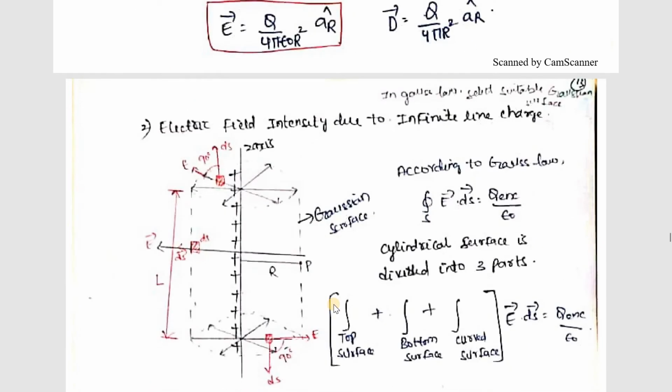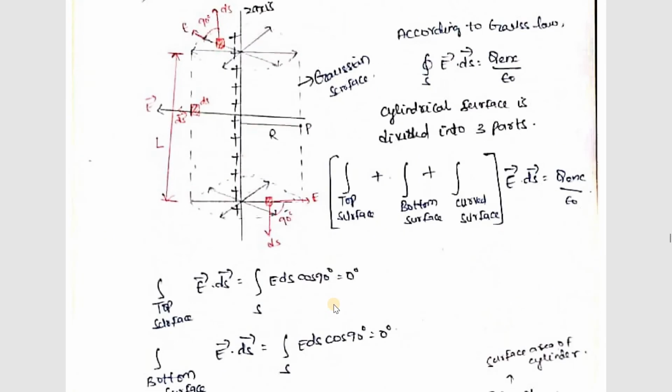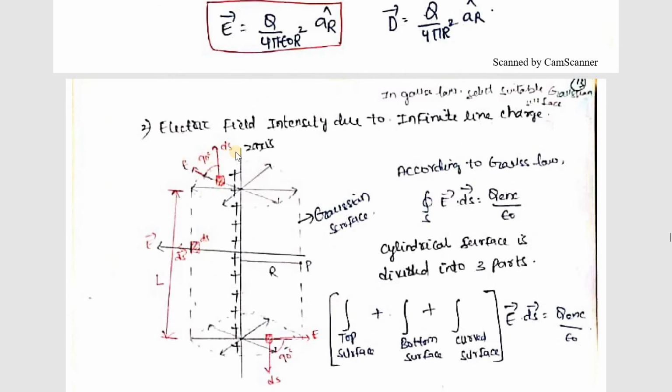Now the second application is we have to find the electric field intensity due to infinite line charge. So this is the infinite line charge. Whenever you have an infinite line and along this some charge is distributed, we have to select the appropriate Gaussian surface such that it covers this entire length. So the Gaussian surface is a cylinder. Whenever we have a cylinder, it will have a top surface, bottom surface and middle surface.